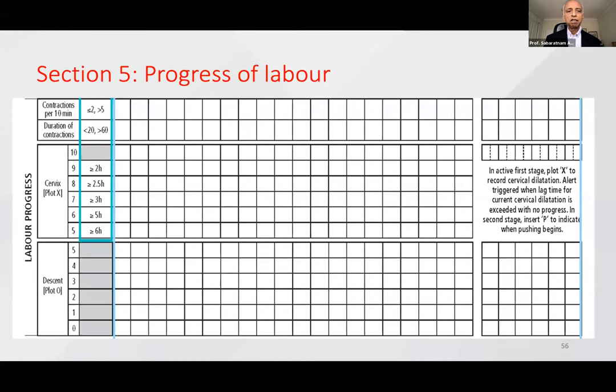Dopplers, which will give you the graph. Section 5 is about progress of labor, about contractions every 10 minutes, duration of contraction, how long it will last, and also labor progress. This is about starting at 5 centimeters.